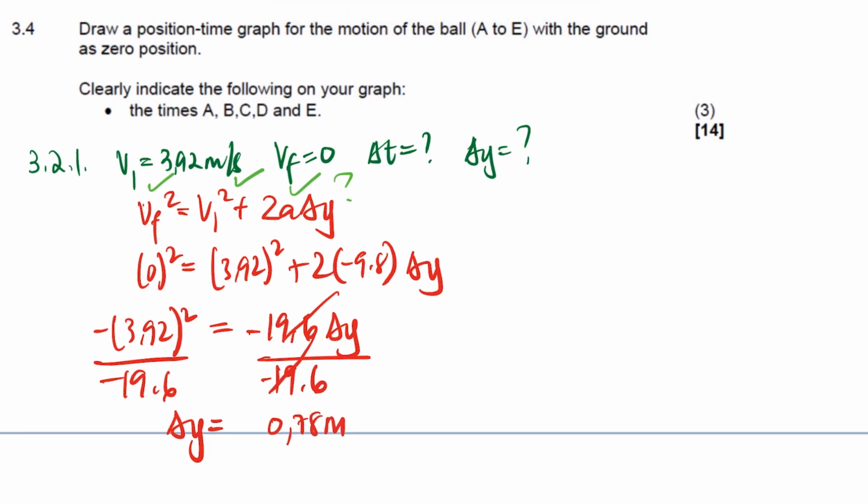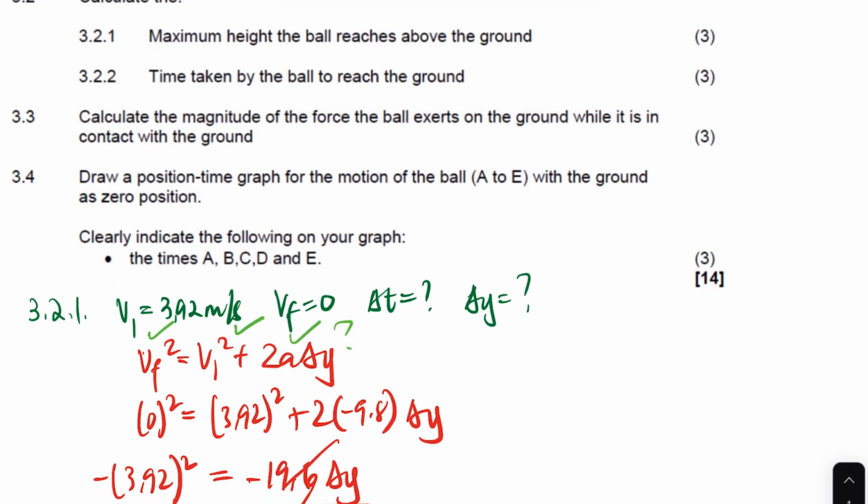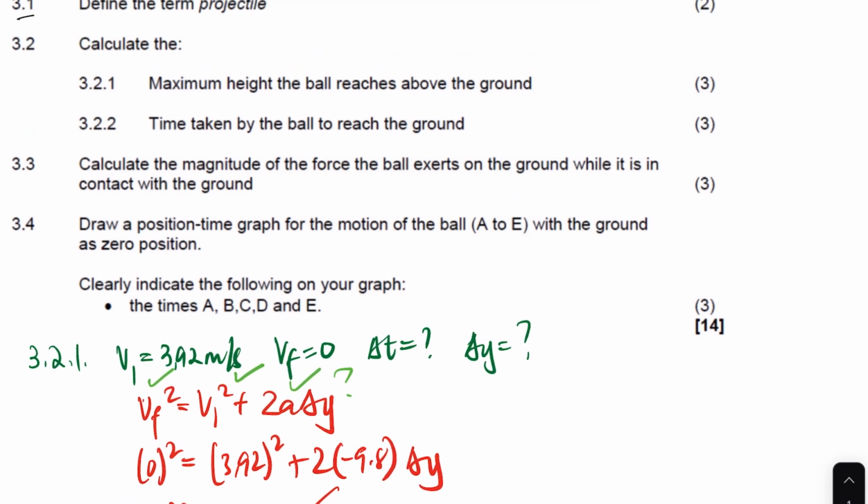0.78 meters above the ground. So this is 0.78 meters. That's the height above the ground, which is the maximum height. Now 3.2.2 says the time taken for the ball to reach the ground.